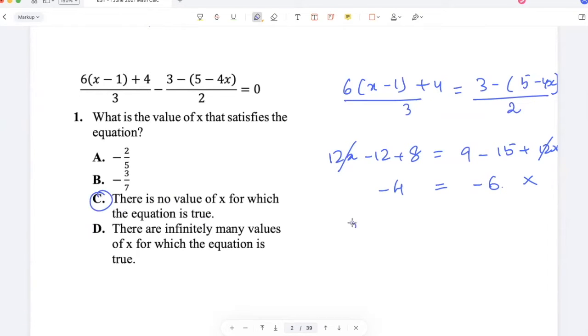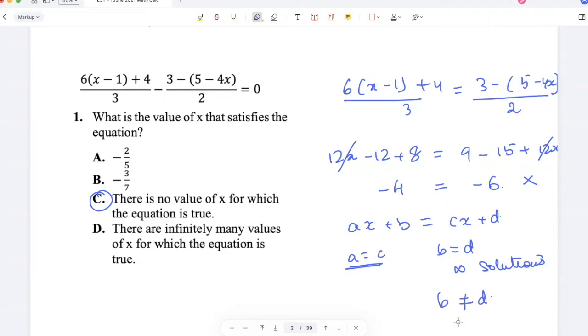In general, if you get ax plus b is cx plus d, and if a is equal to c, that is the coefficient of x terms are equal, like we saw here, then if b is also equal to d, then you get infinite solutions. And if b, that is the constant term, is not equal to d, then you get no solution, right? So here, because the constant terms are not equal, you get no solution.